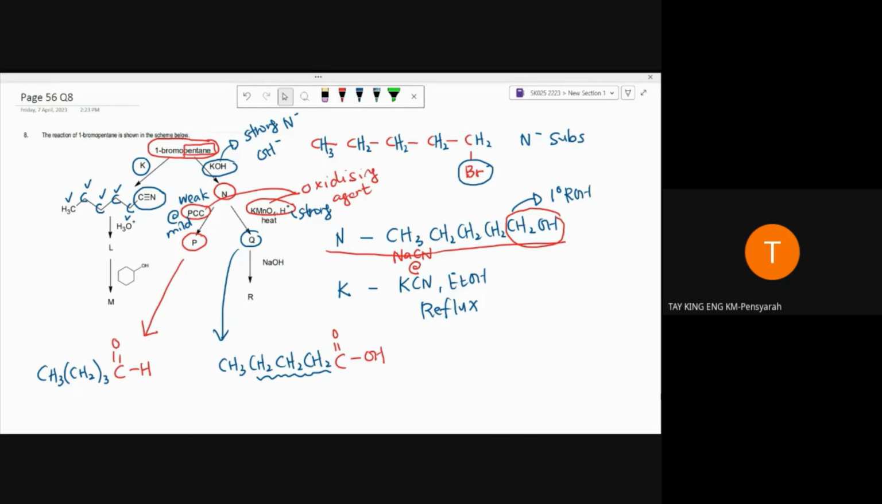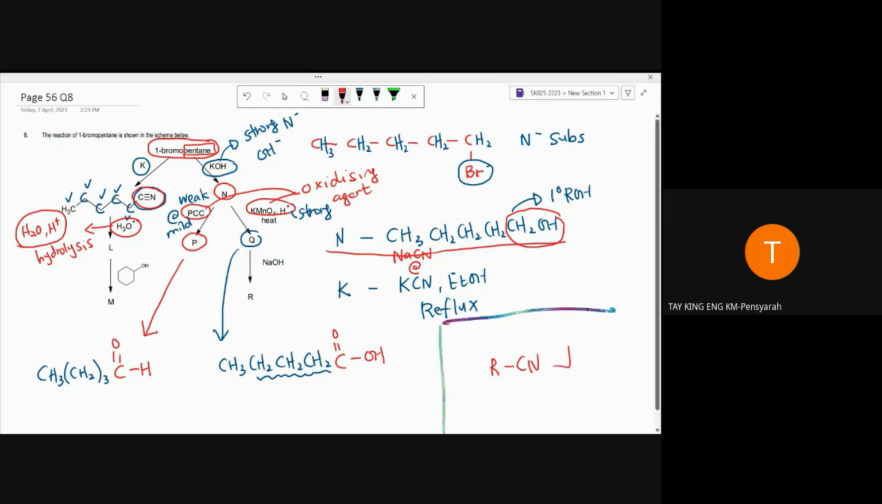Bila sudah jumpa nitrile ini, dia akan jumpa H3O+, basically maksudnya dia adalah H2O, H+. Okay, you have to understand that kalau you are the one who suggests, we always encourage students write down H2O, H+. But if the question gives you H3O+, you faham sendiri, dia rujuk kepada hydrolysis. Okay. So here just would like to highlight again, for the nitrile basically dia akan undergo dua reaction.